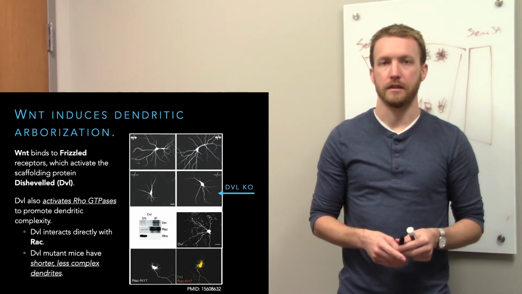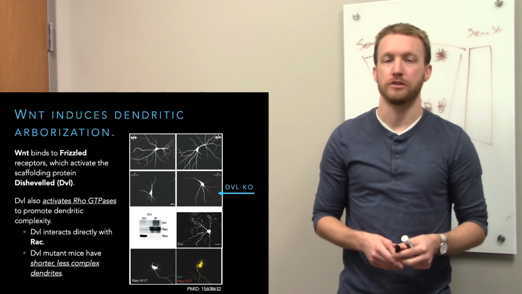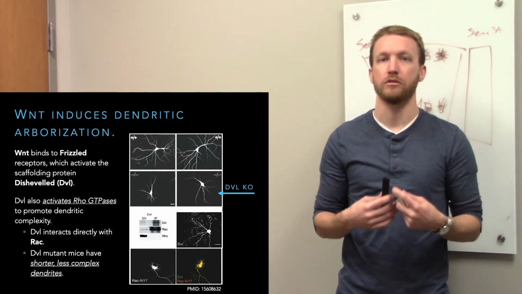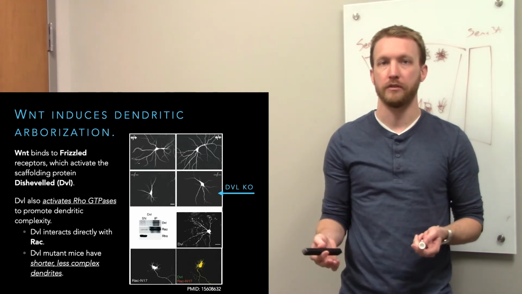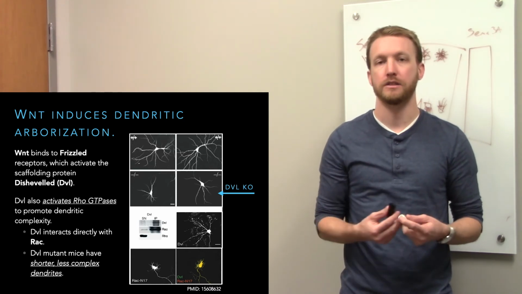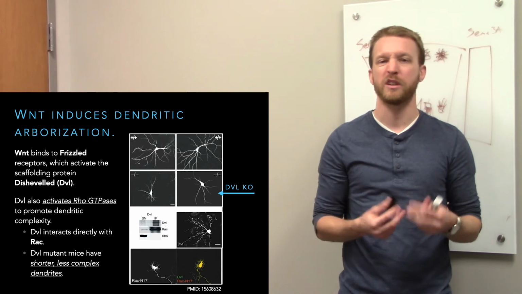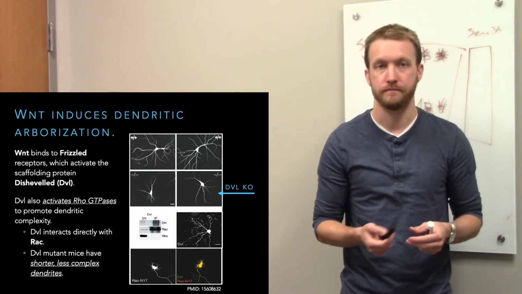That immunoprecipitation inset is just showing you that Rac and disheveled are pulled down with one another. So when you immunoprecipitate disheveled, you can detect Rac. That suggests that they have a direct or pretty darn close to direct interaction.